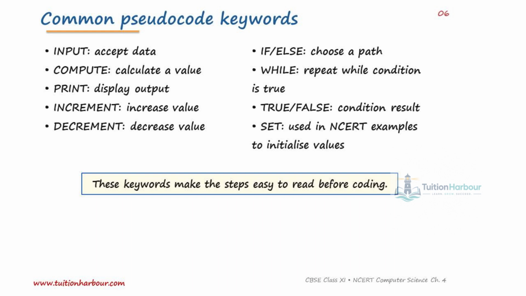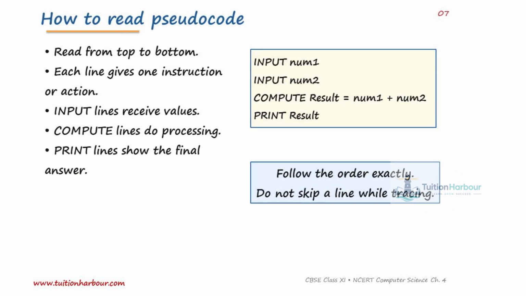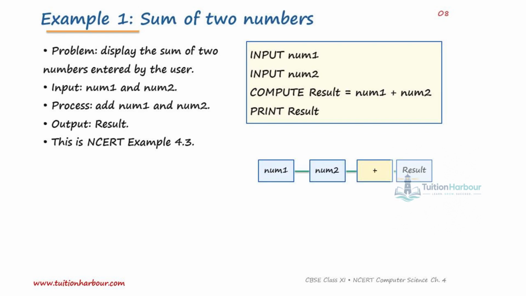Common pseudocode keywords are input, compute, print, increment, decrement, if, else, while, true, and false. Read pseudocode from top to bottom. Input accepts data, compute performs processing, and print displays the result. For the sum of two numbers, input num1 and num2, compute result as num1 plus num2 and print result.